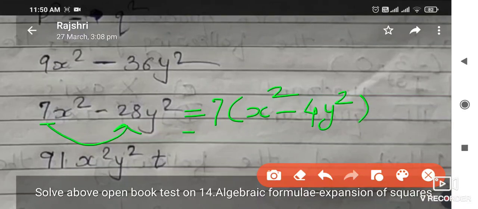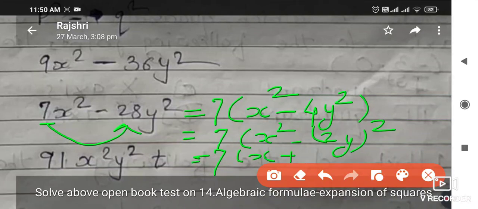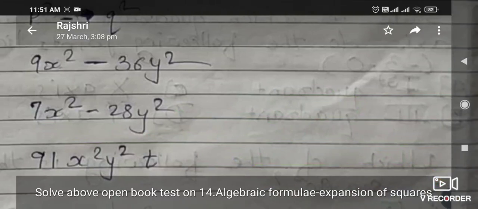Okay, the next step is 7 x square minus, now 4 is the square of 2, so 2y bracket square. And now solve this example. Use the factorization of a square minus b square, that is one time you have to do the addition, x plus 2y and x minus 2y. Okay, so just solve this example in that method. Okay, now we will see the next question.